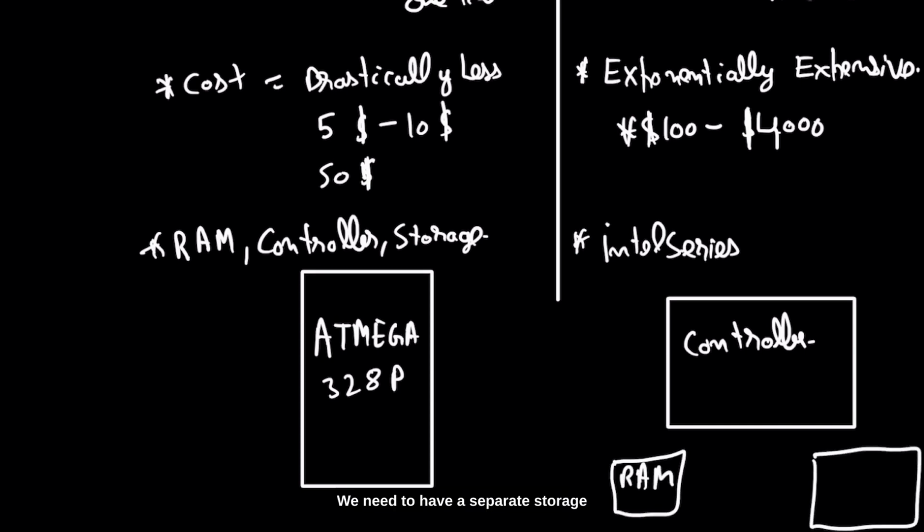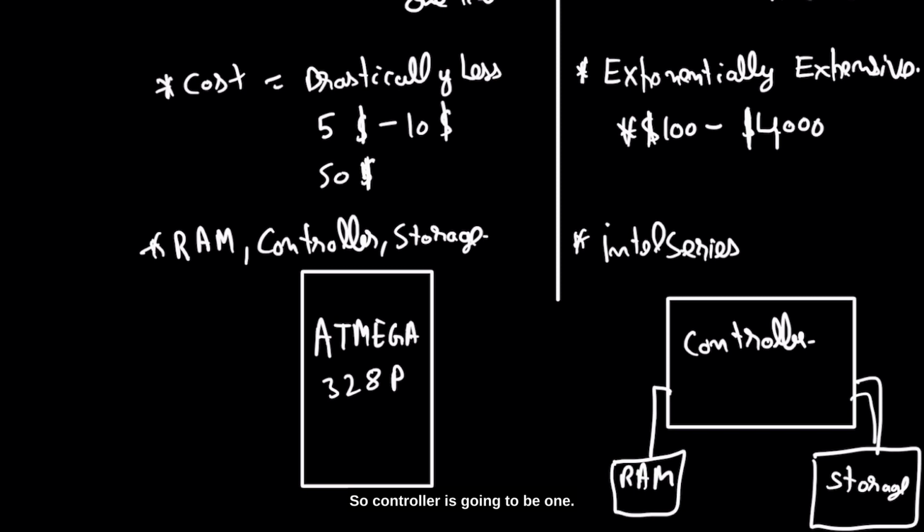We need to have a separate storage, which is going to be external. So everything is going to be external, and they're going to be connected via PCB or wires or something. That's how you connect them. But the main idea is that these things are going to be very different from the controller process part.